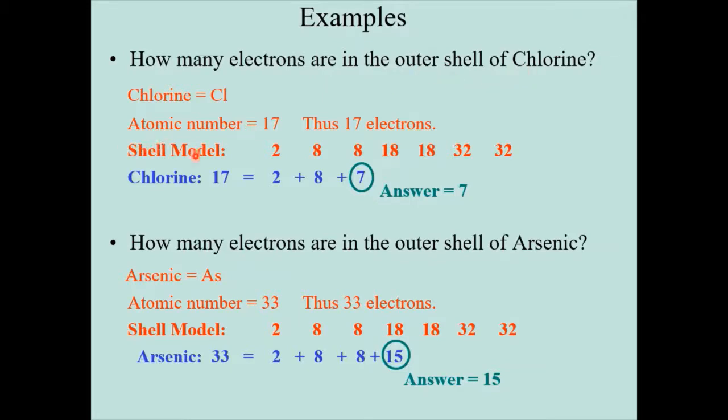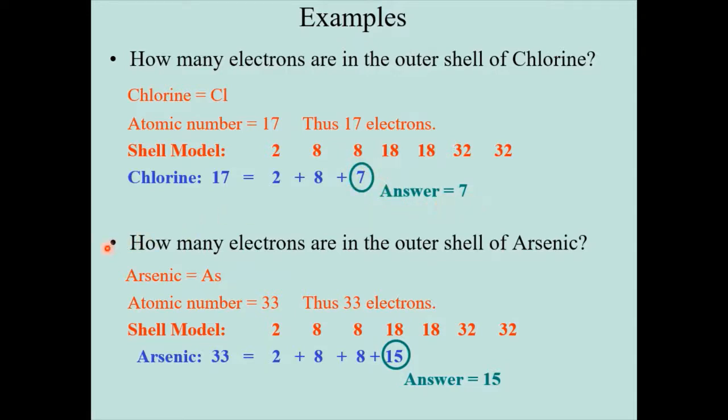Well, remember the shell model has 2, 8, 8, 18, 18, 32, and 32 available seats or energy states for electrons. So for chlorine, we just have to fit 17 electrons into these shells. The first shell is going to have 2. The second shell is going to have 8. So that's a total of 10 electrons. Since chlorine has 17, we know there are 7 more. All 7 of those electrons can fit in this third shell because it can hold 8. So the outer shell of chlorine has 7 electrons in it.